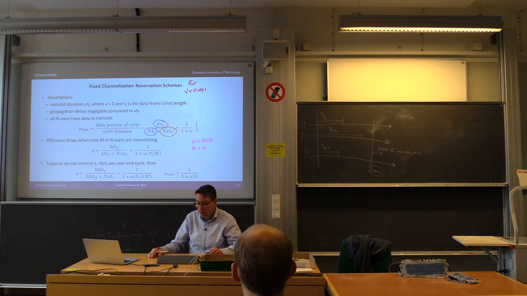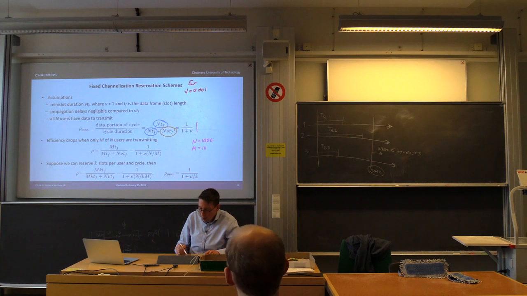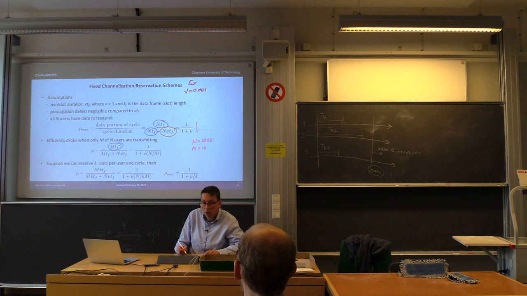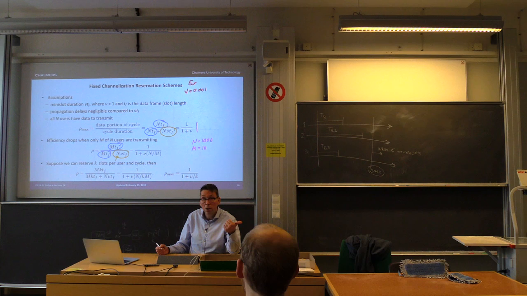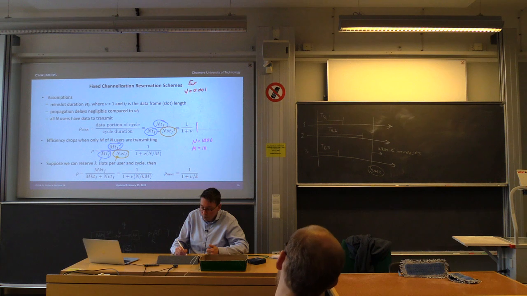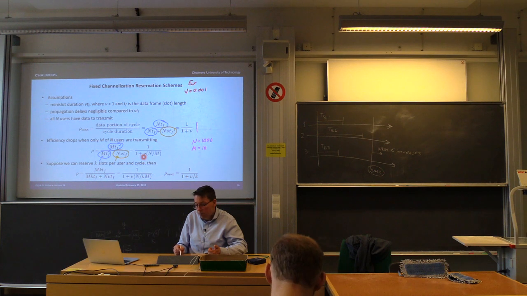That could very well be the case, right? So what happens then? Well, again, we can calculate a rho, which is m times tf. This is again the data part, and then we divide by the data part and the time it takes to do the reservation. And we see here that we need 1 mini slot per potential user, right? So we have n users, but we only transmit m data packets per cycle. And then when doing the calculations, we see it's 1 over 1 plus nu times this factor n over m.